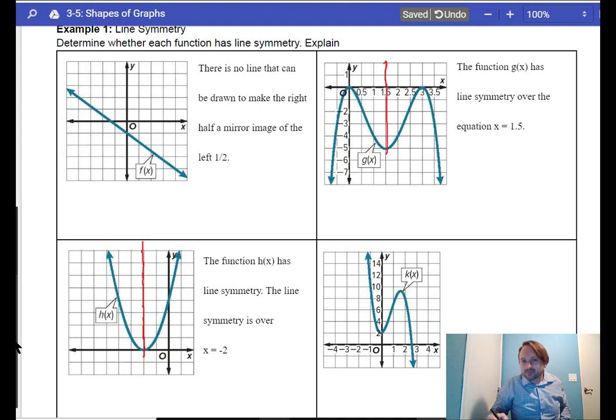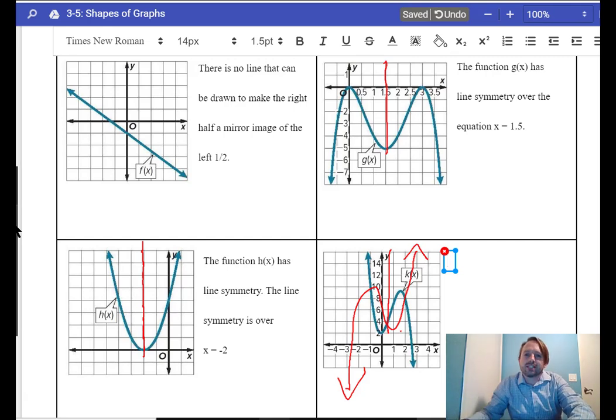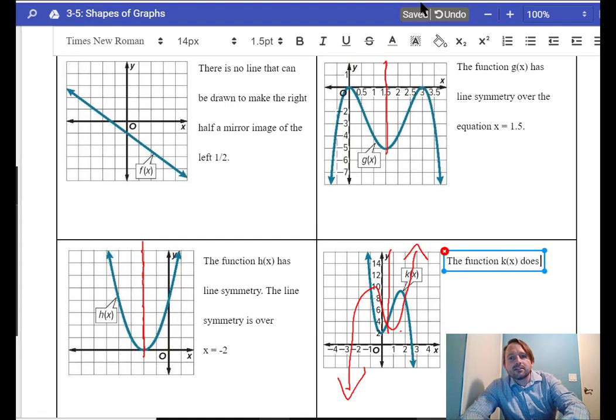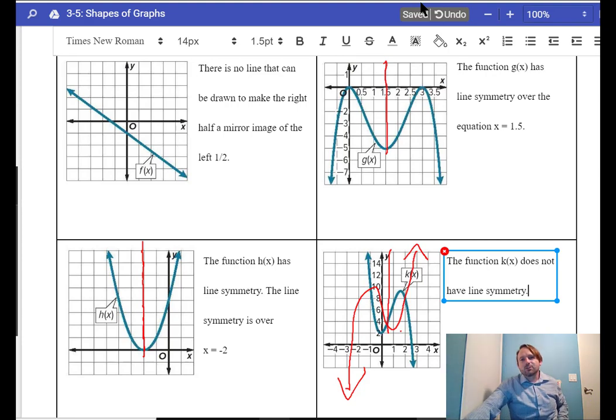All right, last one. Now, if I try to say this is the exact middle right here, and it flips over, well, no, because if I flip this over, it would kind of look like this. Like it comes down, and then comes up, and then comes down like that. So if I flipped it, it wouldn't reflect upon itself. So the function k of x does not have line symmetry. All right, let's go on.